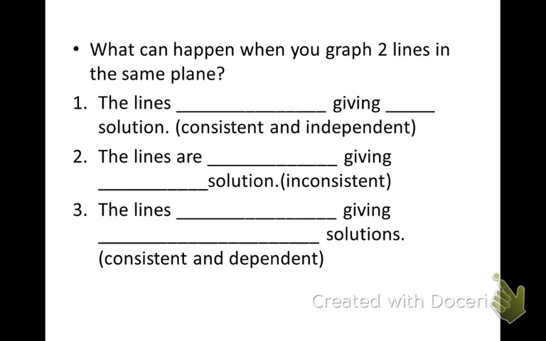So what can happen when you graph two lines in a plane? Well, one thing that can happen is the lines can intersect and have one point in common, so they have one solution. These are called consistent and independent. What else could happen? Well, the lines can be parallel, giving no solution, and that's called inconsistent.